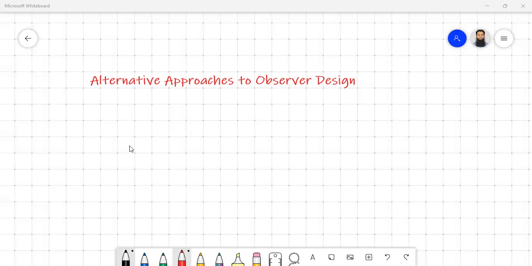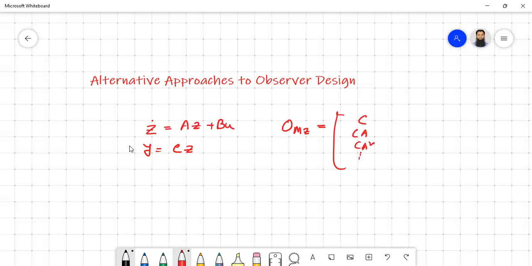Basically, a system that is not represented in observer canonical form: z dot equals Az plus Bu, and our output is y equals Cz. Our observability matrix for the z representation is OMZ, which is C, CA, CA squared, and goes up to CA to the power n minus 1.